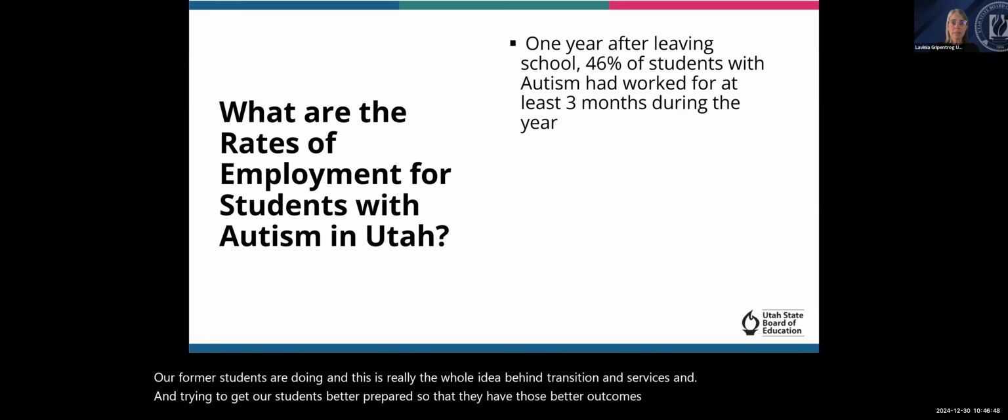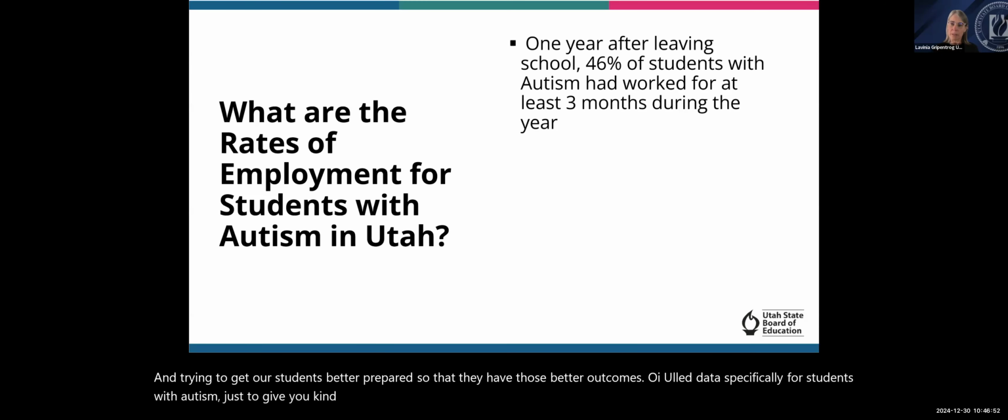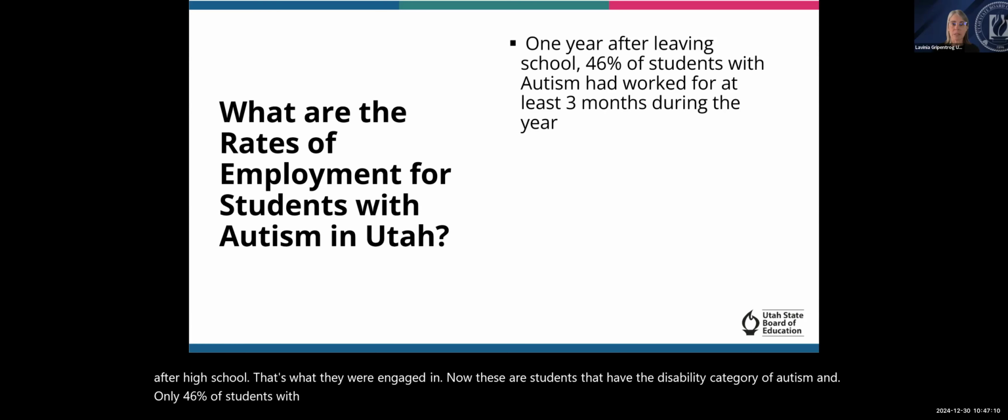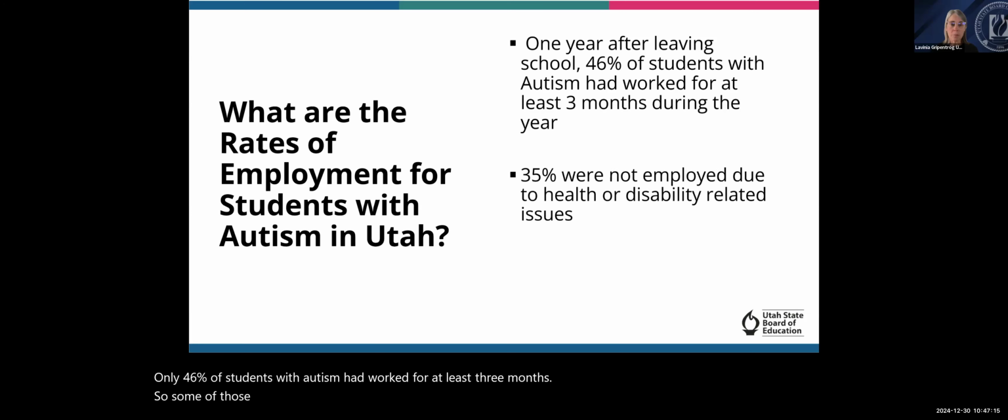I pulled data specifically for students with autism just to give you a comparison. The slide before was all students that had an IEP in place, and what they were engaged in a year after high school. Now, these are students that had the disability category of autism. Only 46% of students with autism had worked for at least 3 months. Some of those may have been in school, but 35% were not employed at all, and they said that was due to health or disability related issues.